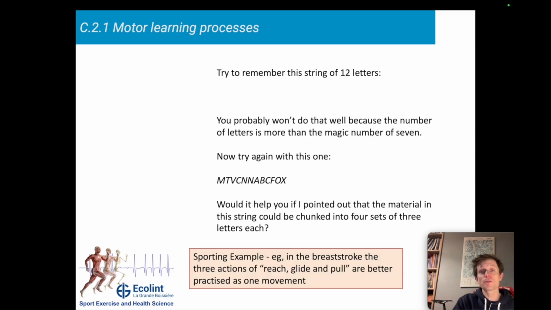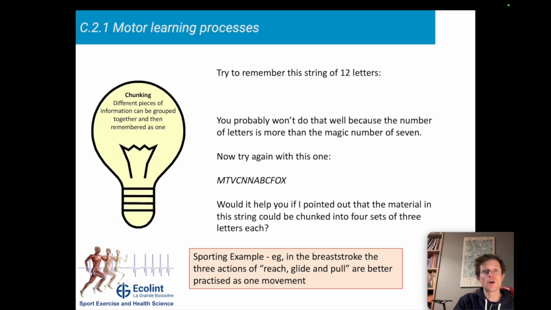A sporting example of this might be that when we're learning to breaststroke, the 3 actions of reach, glide and pull are better remembered as one continuous movement rather than breaking it down and remembering each individual movement. This is what we know as chunking. So this is where different pieces of information can be grouped together to be remembered as a single piece of information. The idea of chunking movements together is where we start thinking about motor programs.